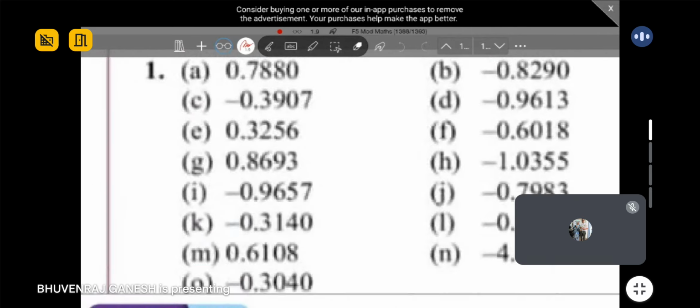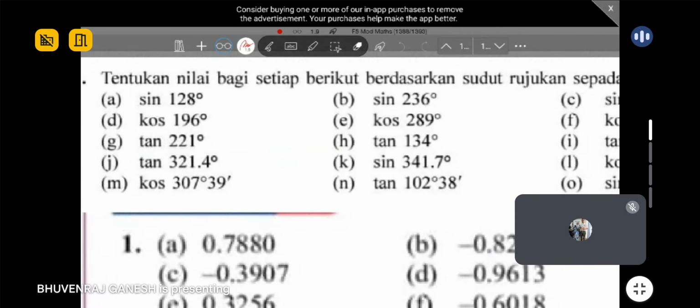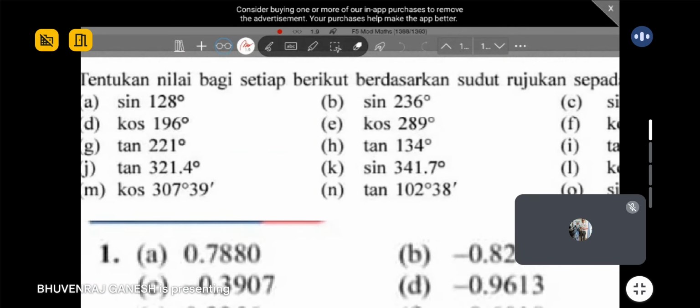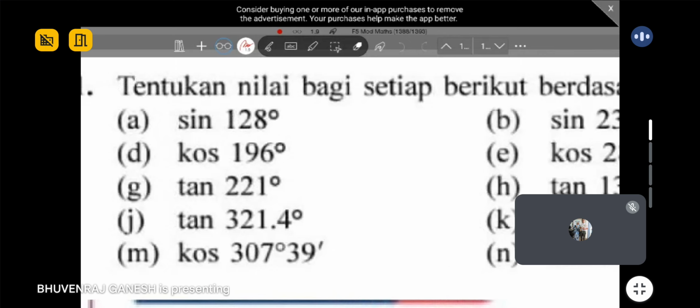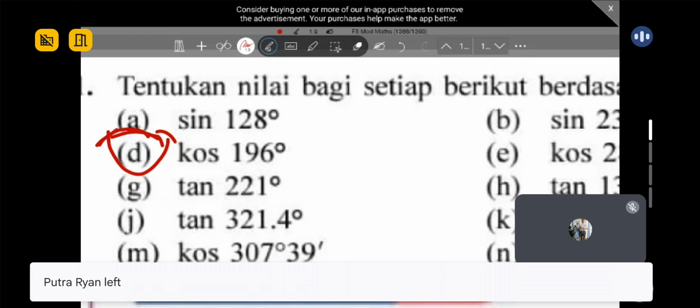Okay, so this question, this one I just choose lah. We won't do every question. Saya pilih sahaja. Okay, so first of all, I choose question D. Okay, guys, we discuss question D for this one. One question only for every column. Okay, guys, so cos 196. Can you all tell me what is the quadrant? Apa quadrant untuk soalan D?